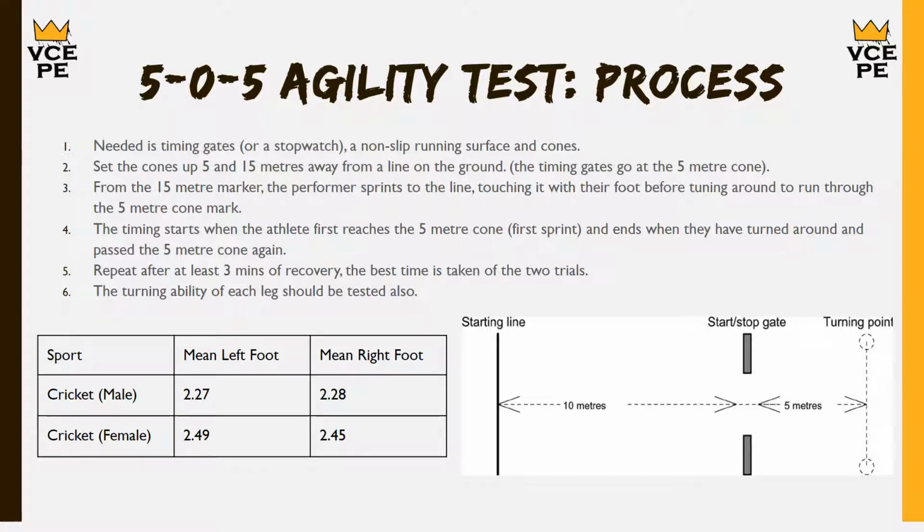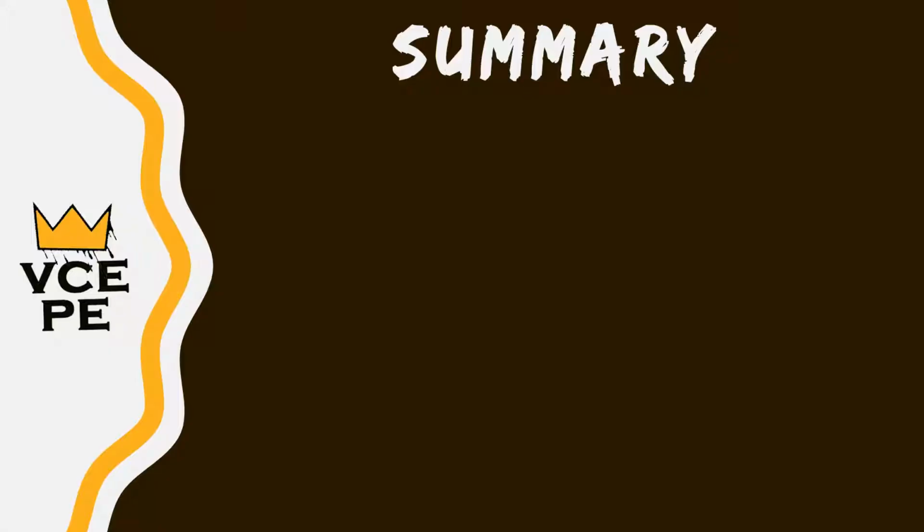Now, we've got some mean scores here for cricket because we did mention that cricket is very important. It's very important in cricket to turn. So you can see there that people do have a dominant way to turn. And between male and female cricketers, it's actually slightly different. But you can see that people do prefer to turn one way or another. So it's very important that you probably try to do both left foot turning and right foot turning.